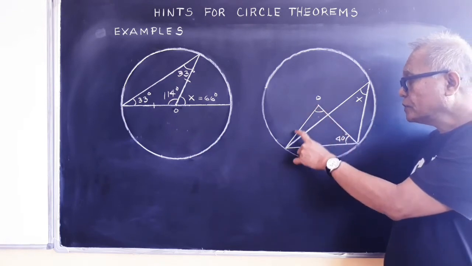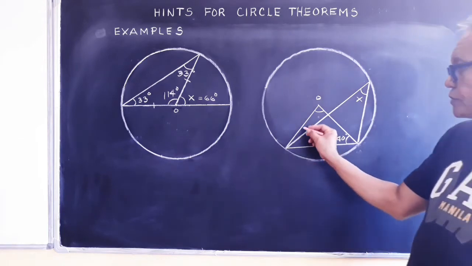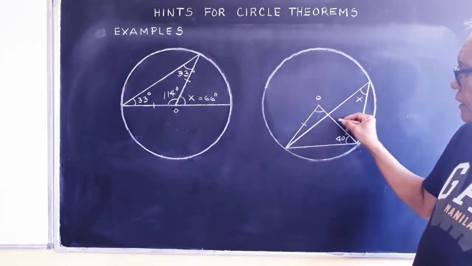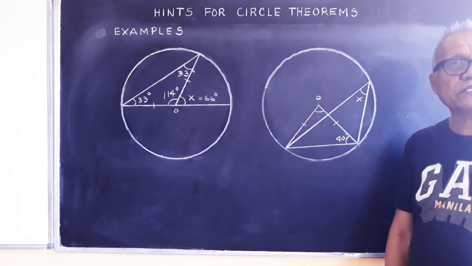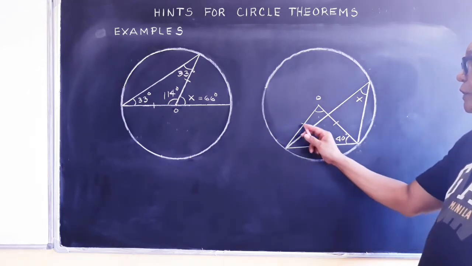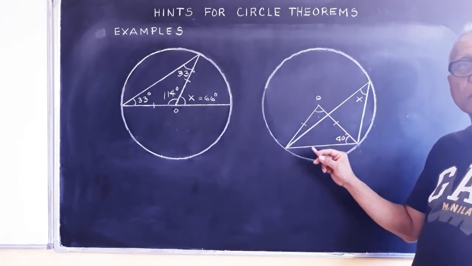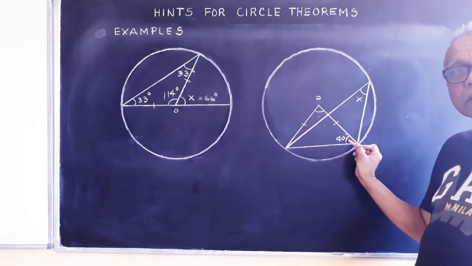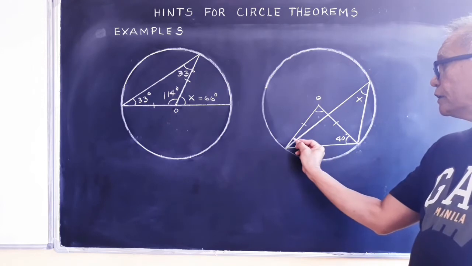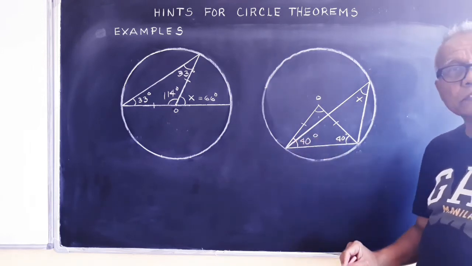And these two line segments here are the radius. This one's the radius here, and the other one is the radius here. We have two radii here. Now when we have two radii, it forms an isosceles triangle. So we have two equal sides, and the 40 being opposite one of the equal sides is the base angle. So where's the other base angle? The other base angle here is also 40 degrees.